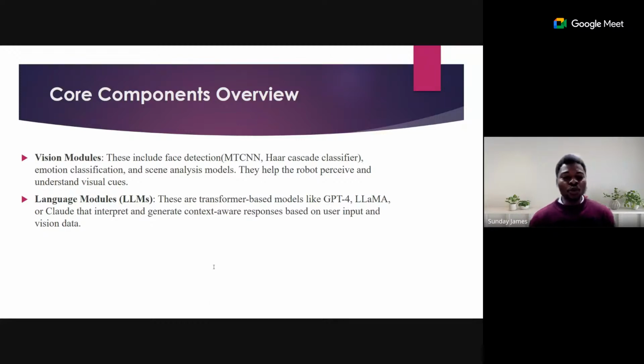Now, to enable robots to interact meaningfully with humans, especially in emotion-intelligent contexts, the system architecture integrates both visual perspective and language understanding. Now, we can see the vision module. What are the core components of the vision module?